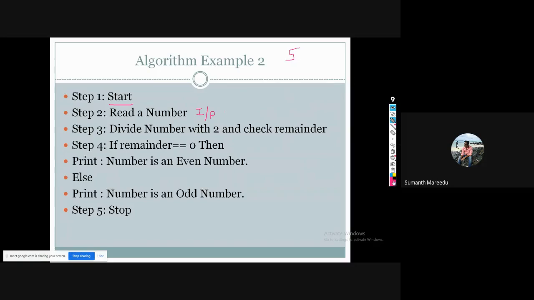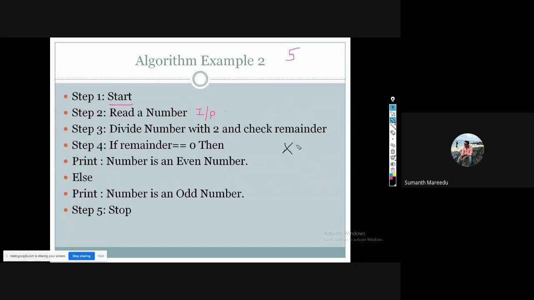Let us assume I have taken one number from the user and I don't know what the value in that is. I'm assuming that number as X. So X is having some value, some number. Now what I'm doing is, this is the input. So next I'll start applying the operations.